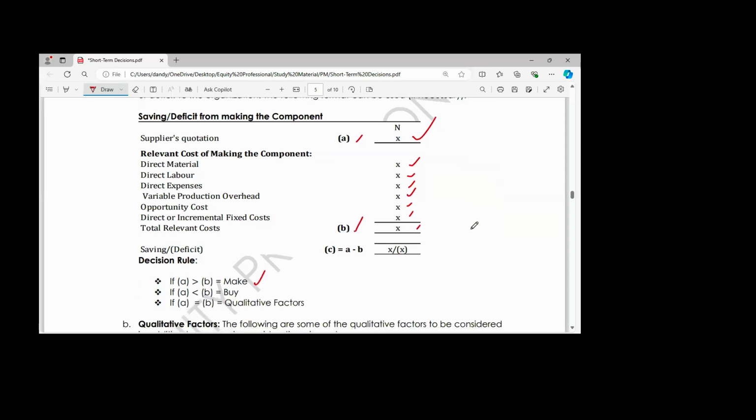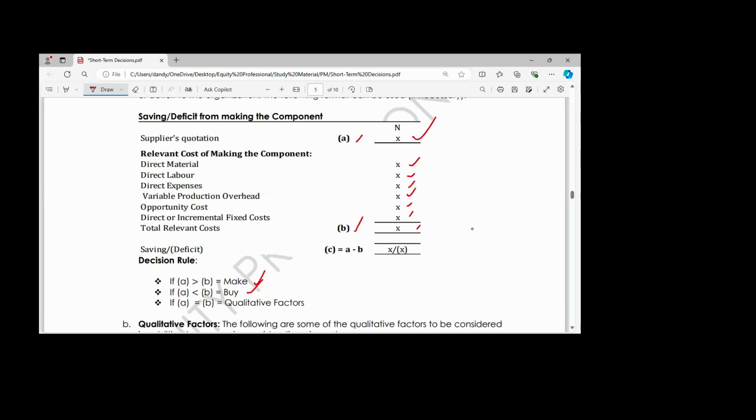But if the supplier's quotation is less than the relevant cost of making, then it's better for the company to outsource, to contract the components, to outsource the production of the component to an outside supplier. That is, if the supplier's quotation is lower than the relevant cost of making it.